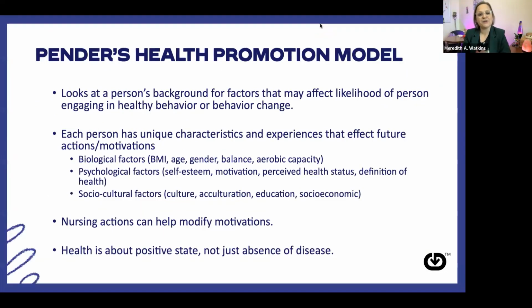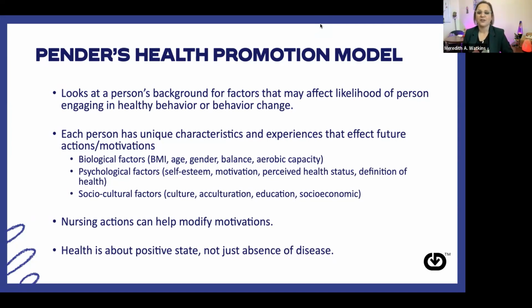Now, the first one we're going to talk about is Pender's health promotion model. Pender's model looks at a person's background for factors that might affect the likelihood of that person engaging in healthy behavior or behavior change. In other words, there are characteristics that are unique to each person and experiences that they've had that affect their future actions and motivations. These can be things like biological factors, their BMI, their age, gender, their ability to have good balance or aerobic capacity. There can be psychological factors like self-esteem, motivation, their perception of their own health status, and what their definition of health is for them. And there can be socio-cultural factors, their cultural beliefs and backgrounds, how much they have acculturated or not acculturated to Western care, their educational background, socioeconomic status.